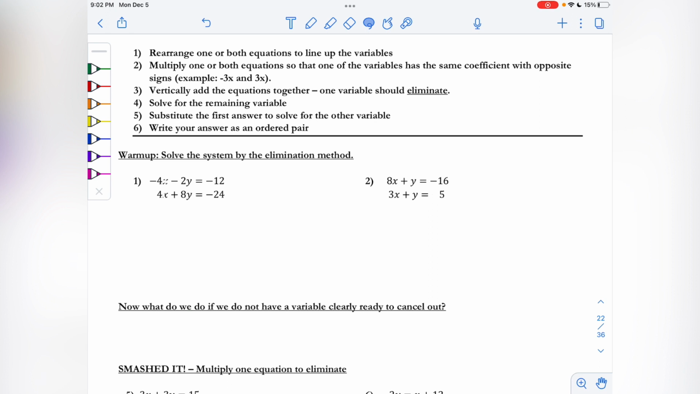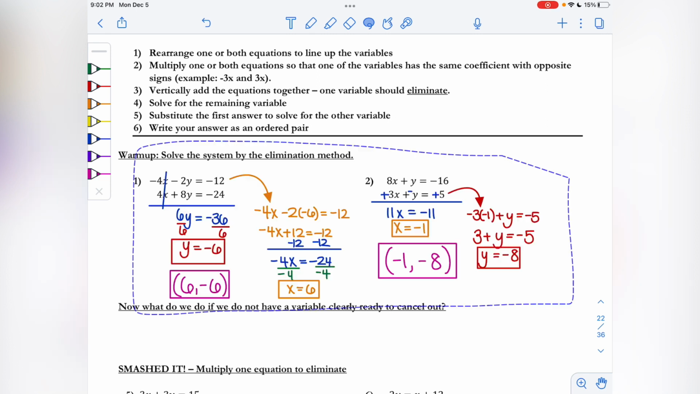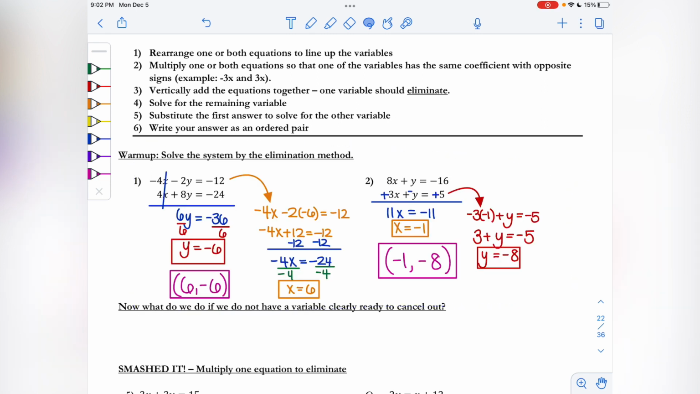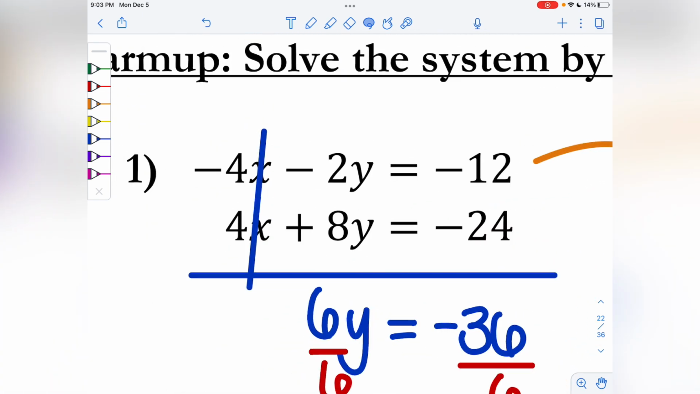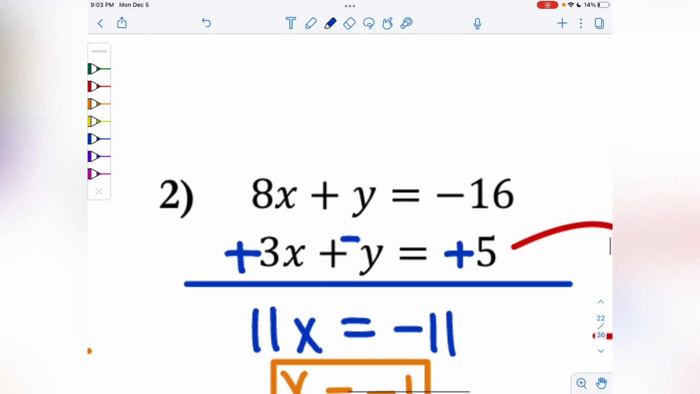Hopefully you paused, and here are the answers. So you should have gotten for number 1, 6, -6, and for number 2, -1, -8. So yesterday we learned that when we have 2 variables that have the same number in front but different signs, those cancel. And sometimes they don't cancel so nicely, and we have to change all the signs or subtract one of the equations rather than add.